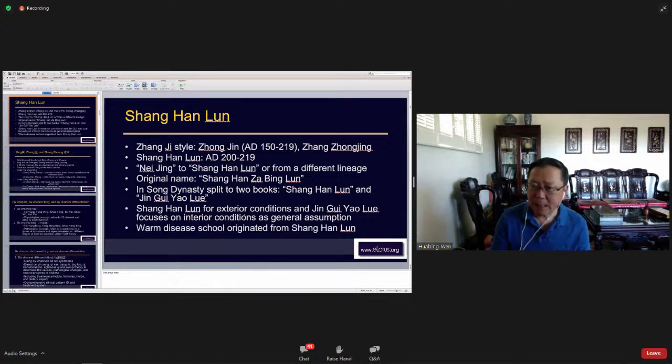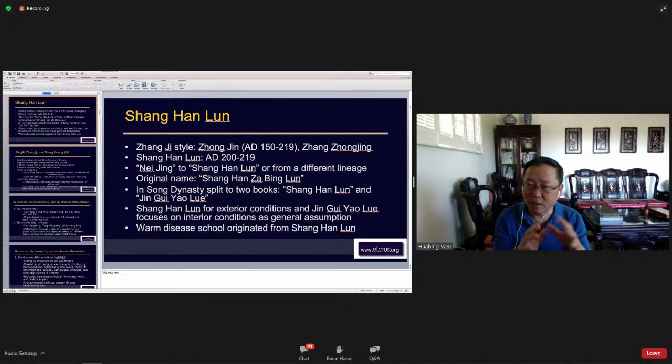So basically, Shang Han Lun and the Golden Cabinet are the same book. When you're talking about the classic formulas, you're talking about all the formulas from both, because originally they're from the same book. They were split into two, but they're the same book. Those are the classic formulas we're talking about. The traditional consensus is that Shang Han Lun is for exterior conditions and Jing Gui Yao Lue focuses on interior conditions. That's just a general assumption.